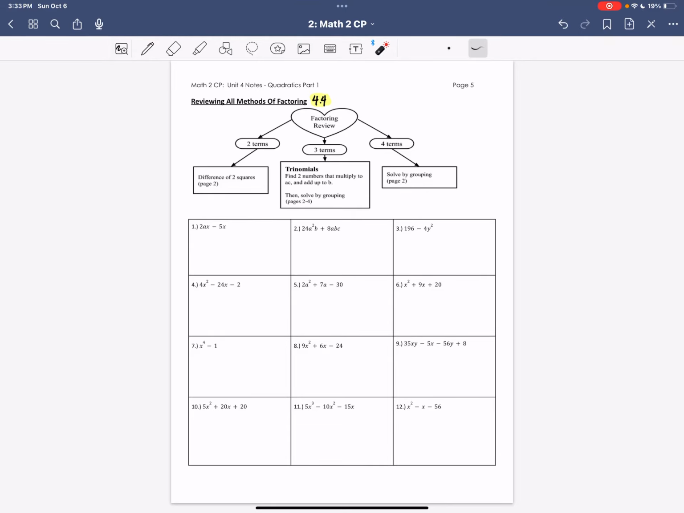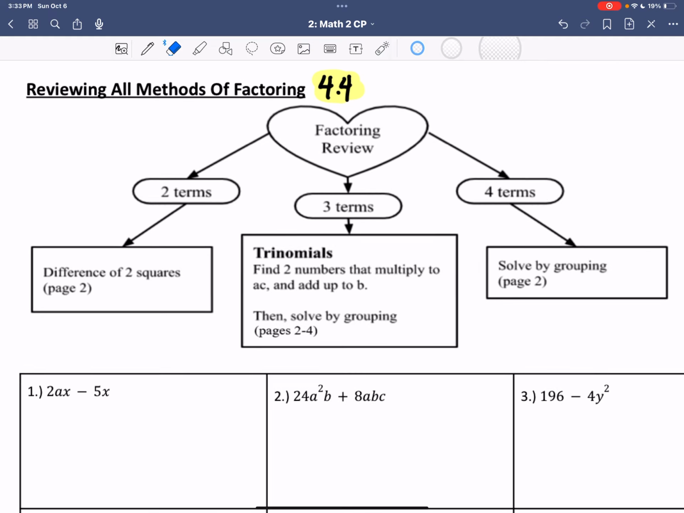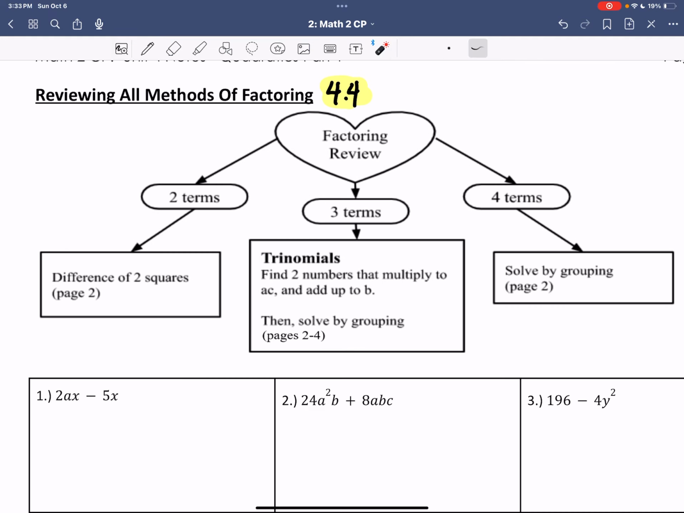All right, today we're going to be talking about reviewing all methods of factoring. So, for your factor review, you need to look at it. If you have two terms, you want to look for difference of two squares. If it works, then great. Sometimes you may not have that, but difference of two squares is on page 2 of your notes.